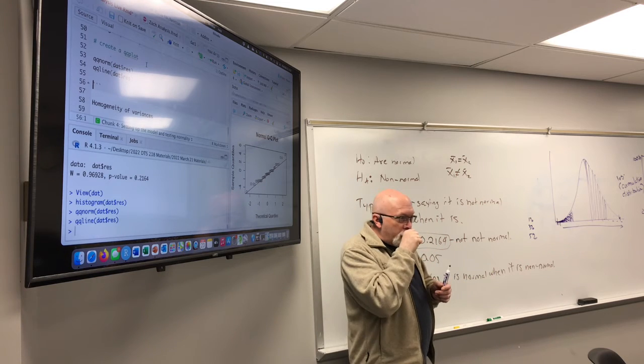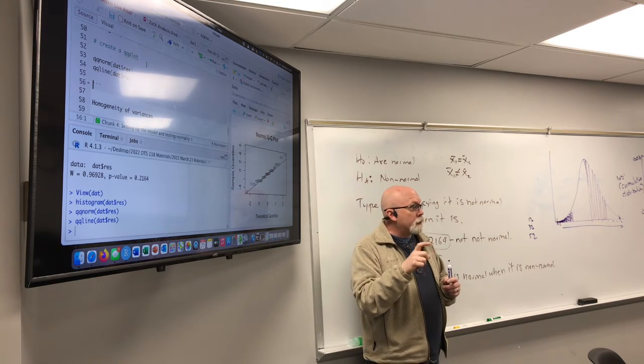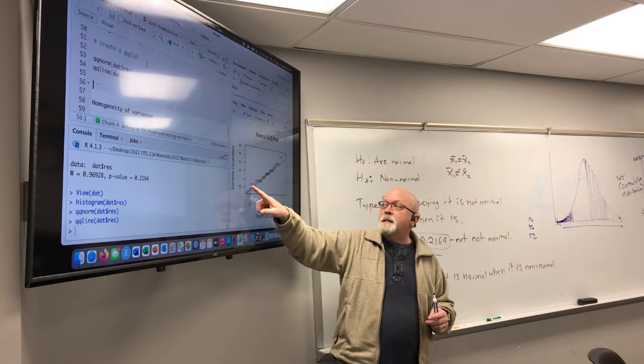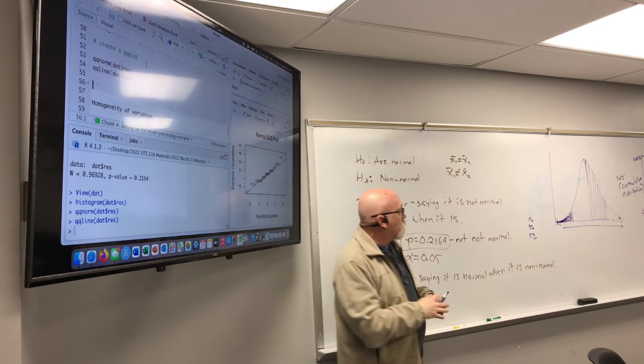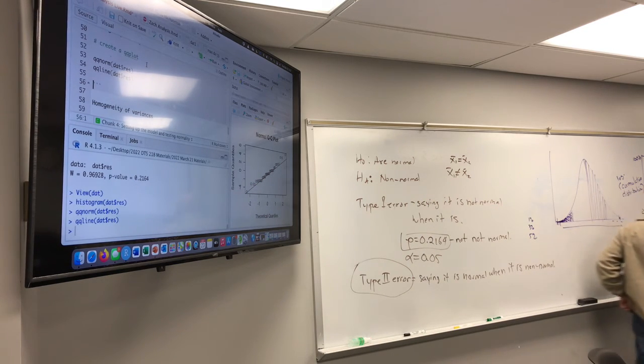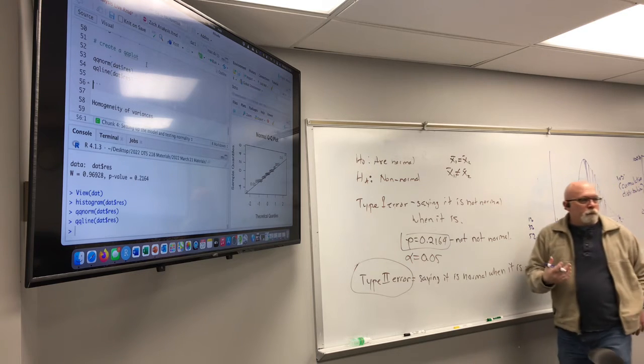If our data set is normally distributed, we should see all of these points on this line. And if all of the points were on this line, our p-value for the Shapiro-Wilk test would be 1. That is a normal distribution.